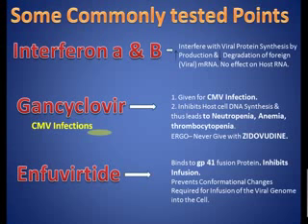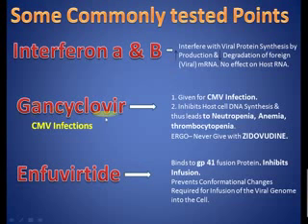Okay, some other points about antiviral agents. Interferon alpha and beta. These are not drugs but interferons. So these prevent the viral protein synthesis. They decrease the production and increase the degradation of foreign viral mRNA. They destroy the foreign mRNA and they have no effect on the host mRNA.